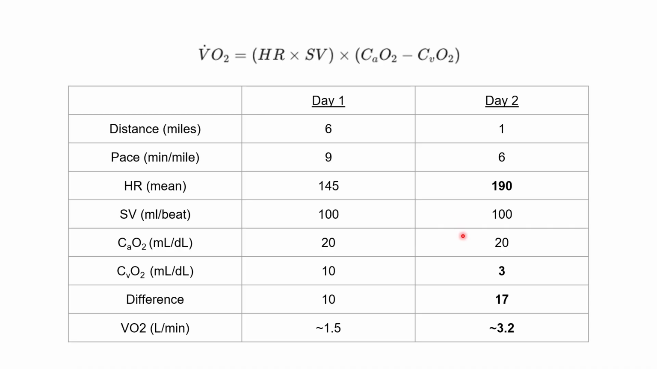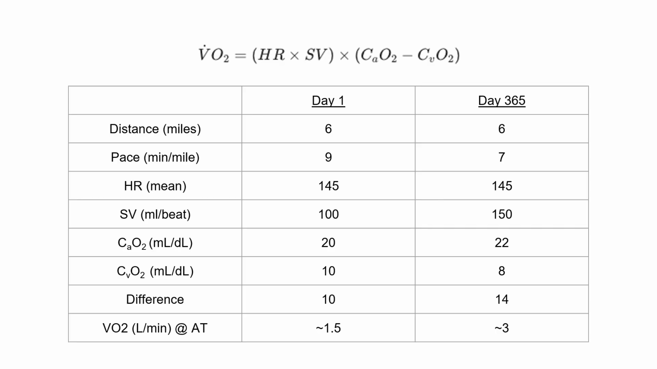Their arterial oxygen content is the same, it's 20 mils per deciliter, but their venous oxygen content is less, it's 3 mils per deciliter, giving them an arteriovenous difference of 17 mils per deciliter and a VO2 of about 3.2 liters per minute. And while these numbers are imaginary, this is relatively accurate. Our anaerobic threshold is typically about 50% of our VO2 max. And here you can see the impact that the arteriovenous difference makes in our overall VO2.